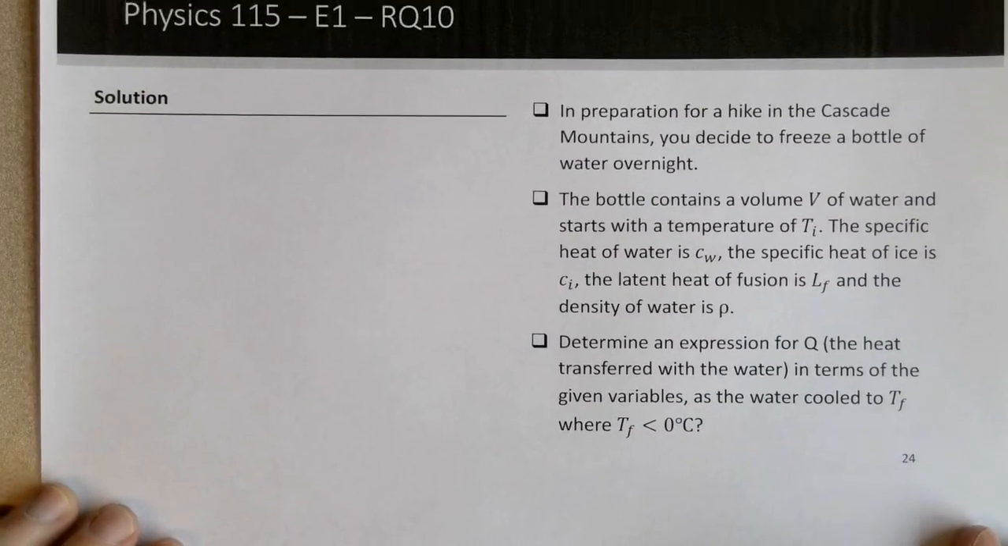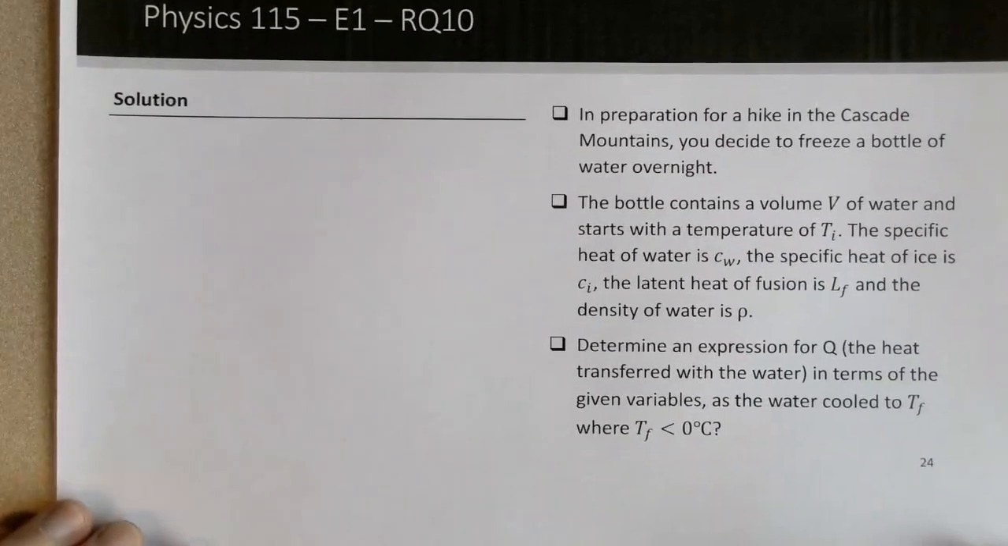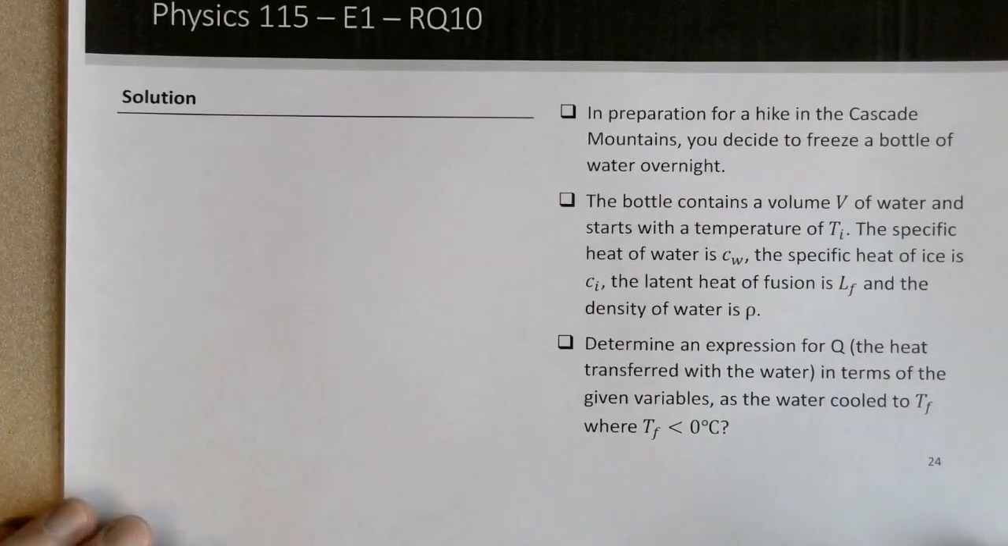Okay, so review question 10. The concepts are calorimetry, and sort of in variable form. That's what the math is, but the context is that you're preparing for a hike in the Cascades, and you wanted to freeze a bottle of water overnight, so maybe it'll melt by the time you get to the top, but you always have some cold water.